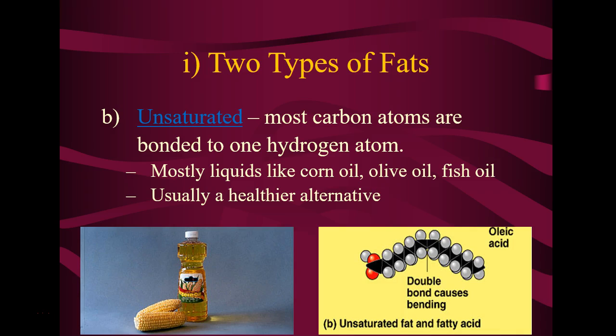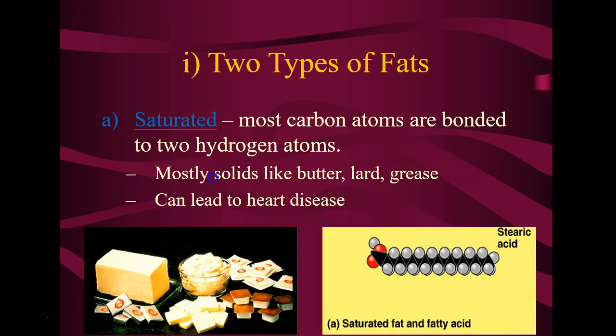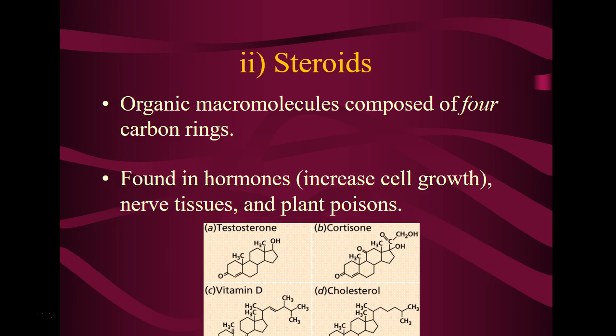So the other ones were solid, and those were less healthy, led to heart disease. These are mostly liquids at room temperature, like corn oil and olive oil and fish oil and canola oil. All those are unsaturated fats. And it's a better alternative to have these as opposed to the saturated fats. That's unsaturated. Healthier.